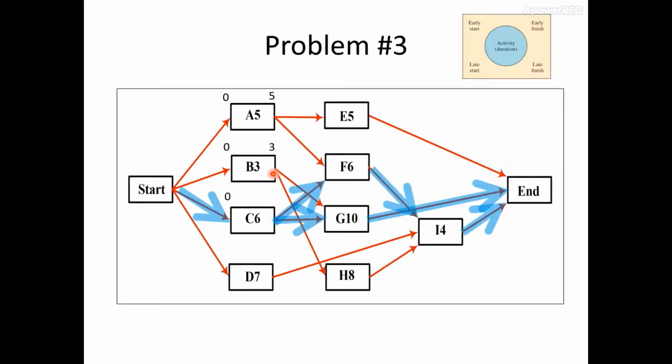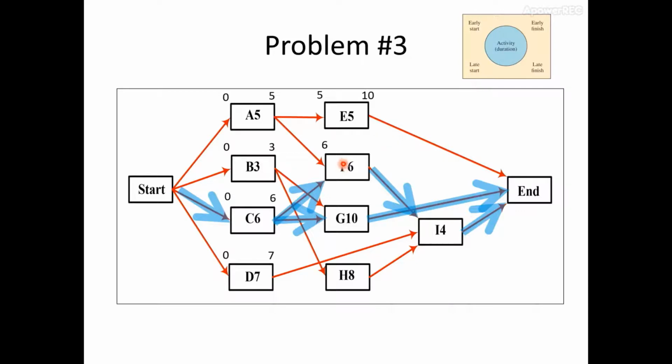For activity C, early start is also 0 and early finish is 6. It requires 6 weeks to complete. And for activity D, early start is also 0 and early finish is 7 because it takes 7 weeks to finish. Next, for activity E, early start is 5 since it can start right after activity A, and early finish is 10 because it will take 5 weeks to complete.